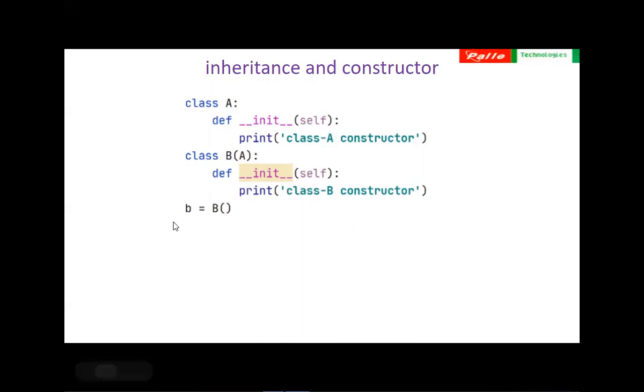So now I am writing B is equal to B. What I am trying to do here is create an object of class B. Now tell me, what will be the output of this code? Anyone?